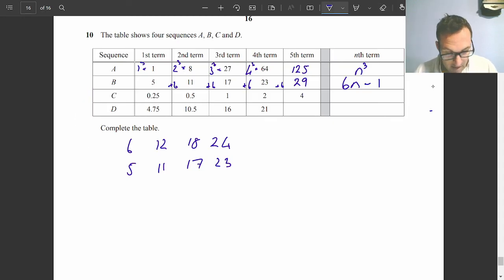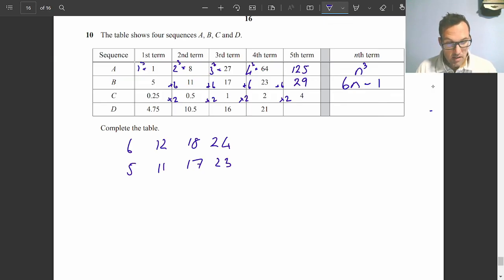Then things heat up a little bit with sequence C. Okay, look carefully here. I'm sure you can recognize that we are multiplying by 2 each time. So this is a geometric sequence. Now, there are different ways to find the nth term rule for that.